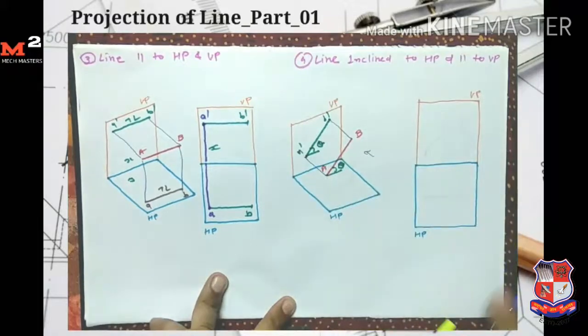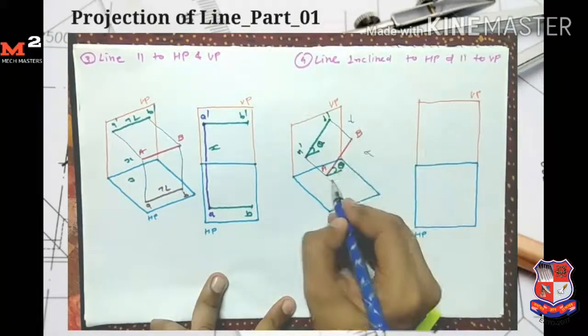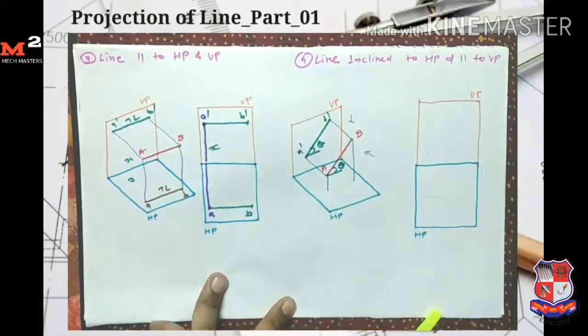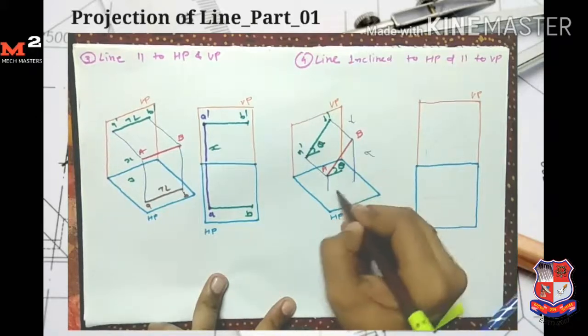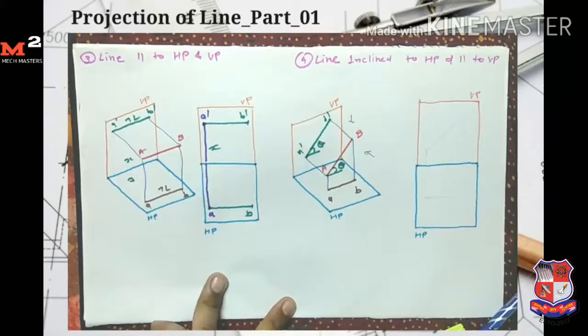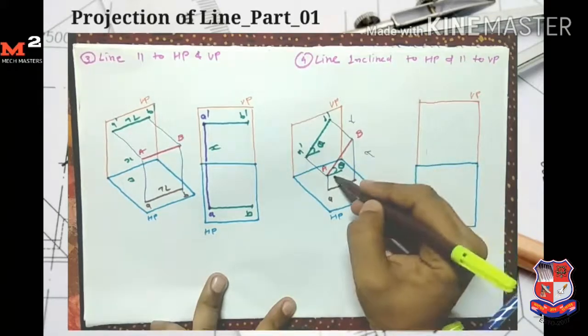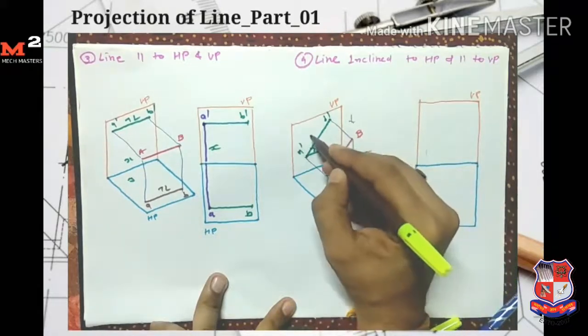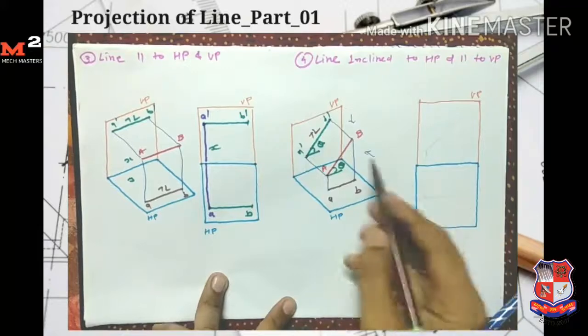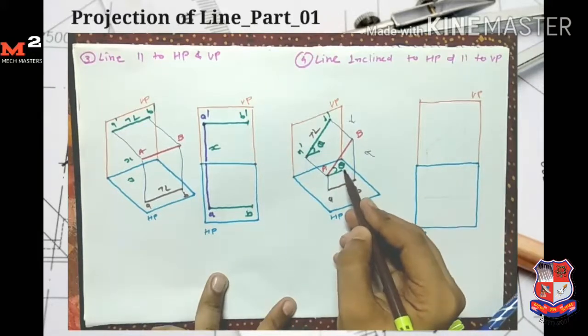And for getting the top view, I take the projection on the horizontal plane at here and at here. So here I get its top view. I give the name AB. Here you see that the line is parallel to the vertical plane, so we get its true length on the vertical plane. Second important point is that the line makes an angle with HP.